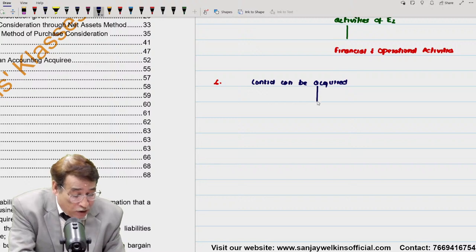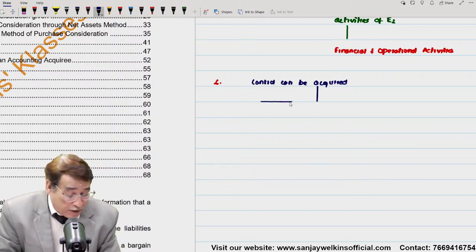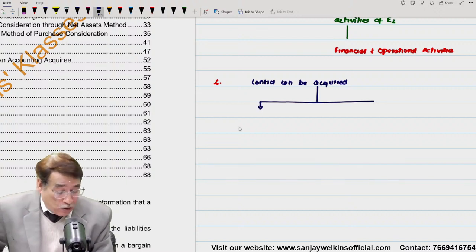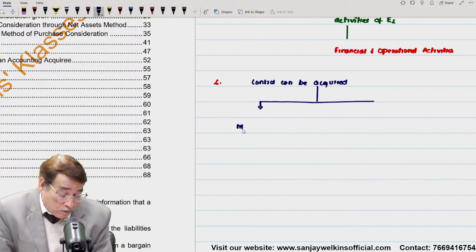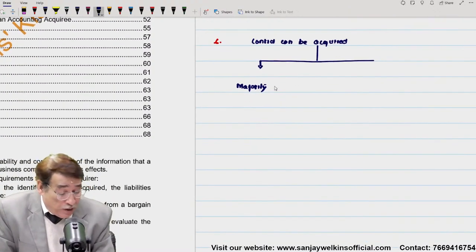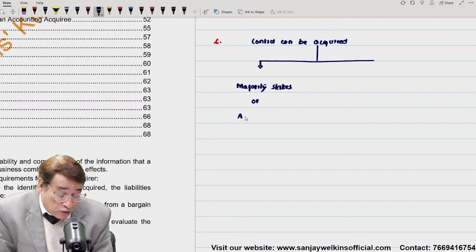We have seen now that control can be acquired. We have already seen that control can be acquired through majority stakes. If we have the majority stakes, we will have the control. Control can also be acquired through agreement. We have also seen that.